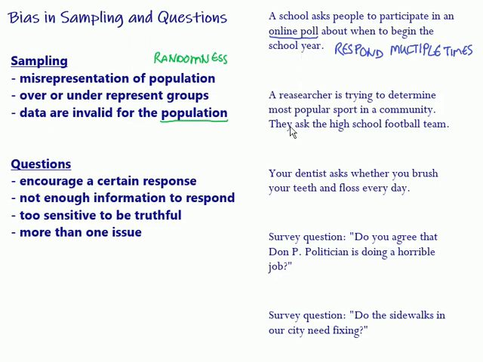time. This next one, it says a researcher is trying to determine the most popular sport in a community. They ask the high school football team. Well, what is the population that we're working with? The community. Does the high school football team represent the community? Probably not. That's not a very good representation of the community. So maybe they ask a few of them, but goodness sakes, if you're going to represent the community, you better have some people other than just the high school football team. Okay? So it misrepresents the population.